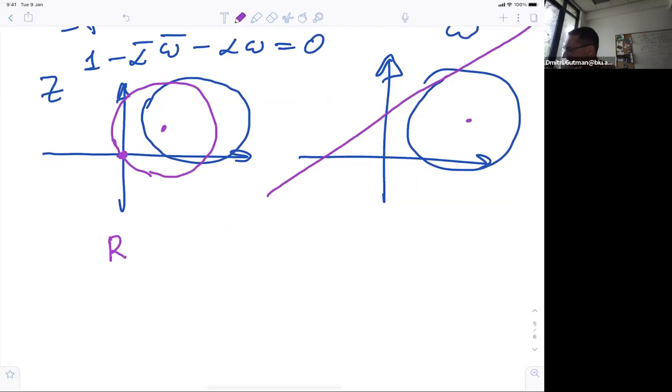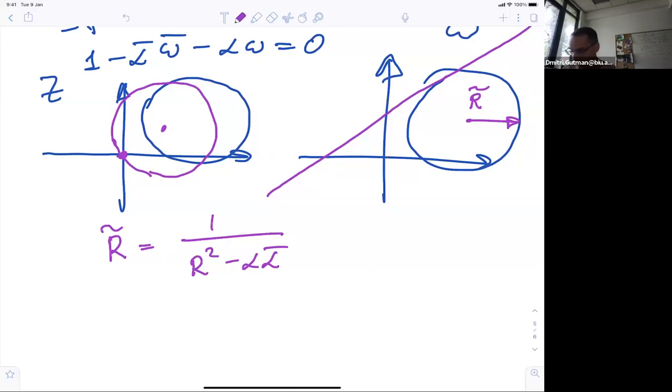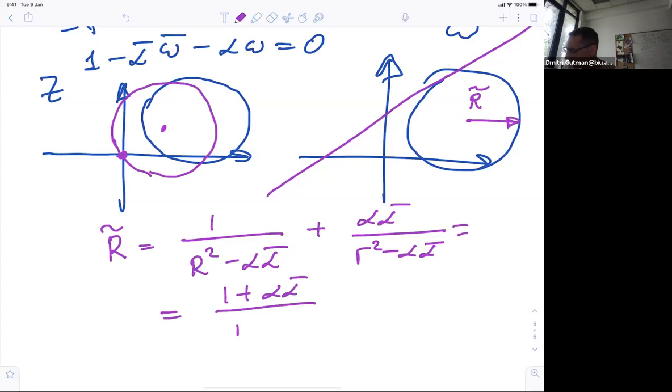Now the radius of the circle, let's call it R tilde. The radius of this circle, R tilde square, is equal to 1 over r square minus alpha alpha bar plus alpha alpha bar divided by r square minus alpha alpha bar. So this is 1 plus alpha alpha bar over r square minus alpha alpha bar. Sorry, this is R tilde square.